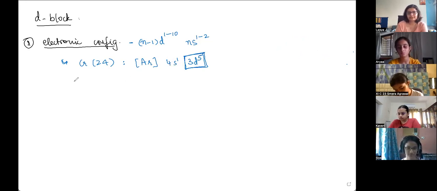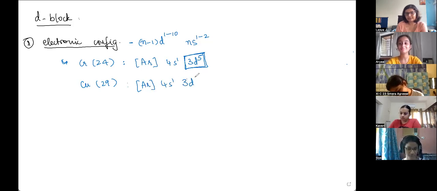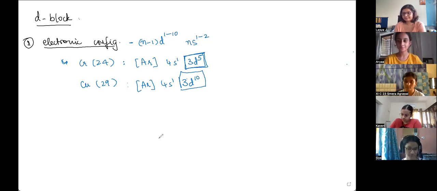Okay. So similarly, copper, jiska atomic number is 29. This also follows that rule. Argon ke baad 4s1 and then 3d10, because it's got this fully filled shell.